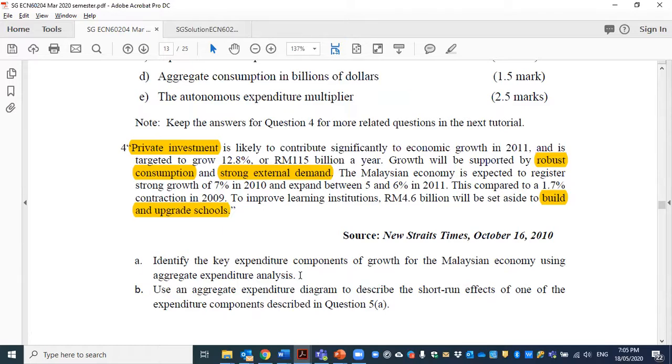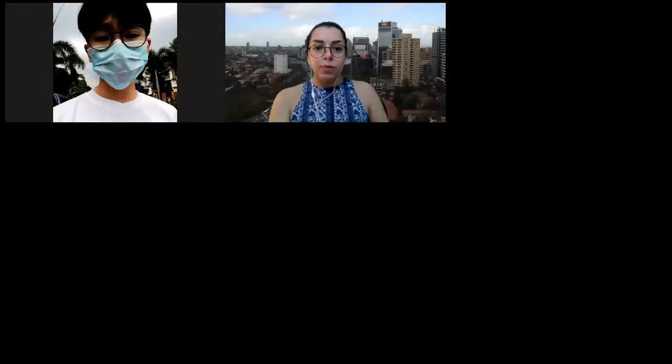So if you want to show this graph, do remember that for this kind of question, you have to show two graphs. You have aggregate supply and aggregate demand, and you have the aggregate expenditure function, right? So now we want to draw them together.